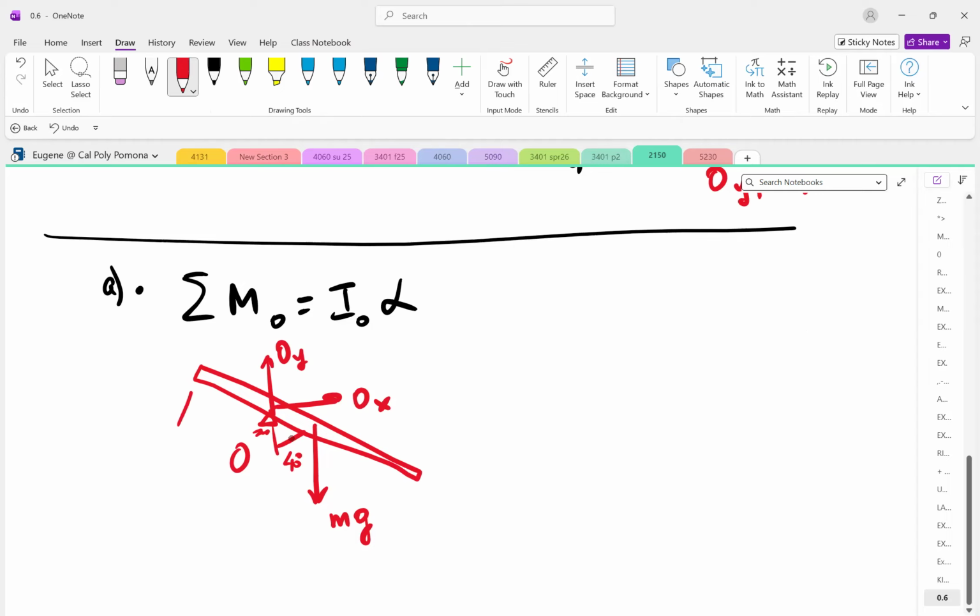So this distance was 0.6, right? And the whole thing, 0.6 plus 1.4, is 2 meters. That means the distance to the center of mass is 1 meter, right? So therefore, this distance here that we really need for the moments is 1 minus 0.6, which is going to be 0.4 meters.